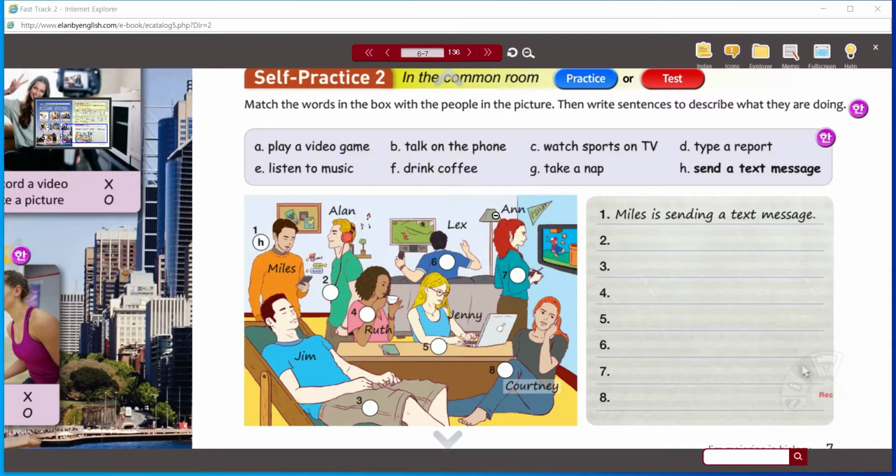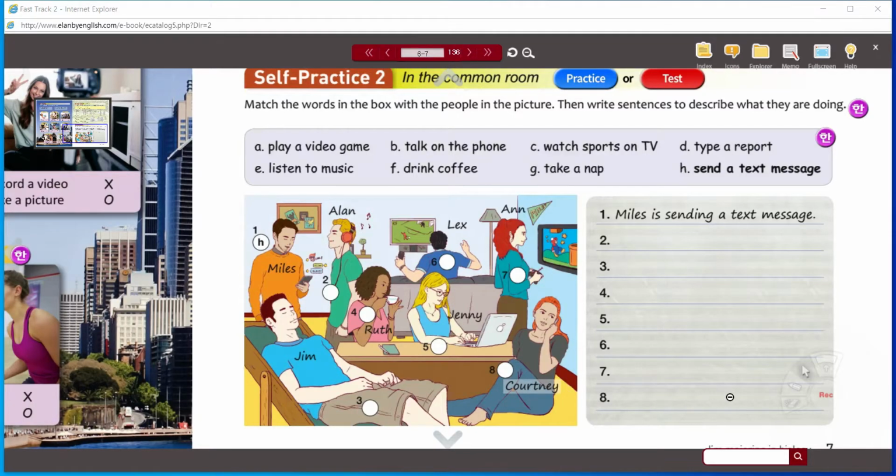Number 7, Anne. What is she doing? The answer is A. Anne is playing a video game. And that leaves number 8, Courtney. What is Courtney doing? Answer, B. Courtney is talking on the phone.